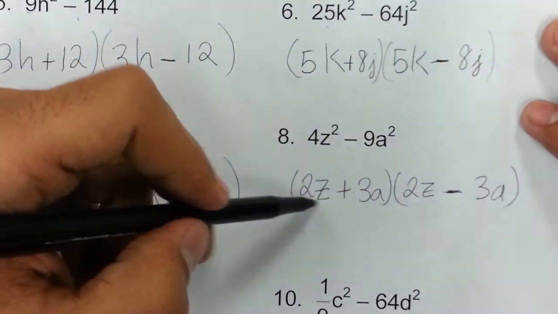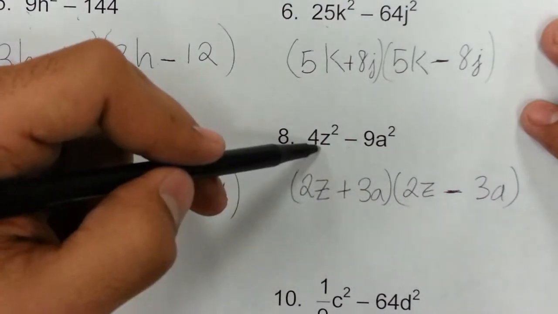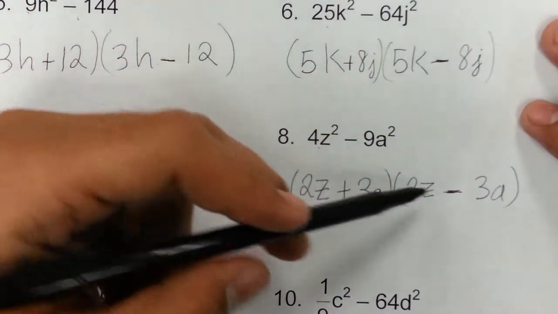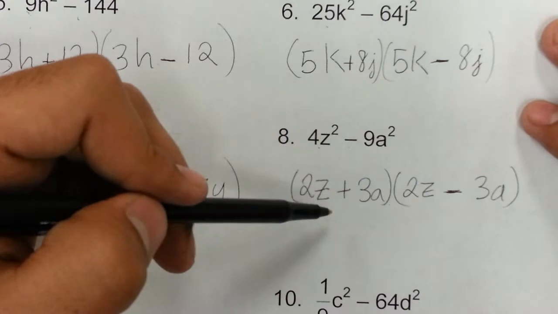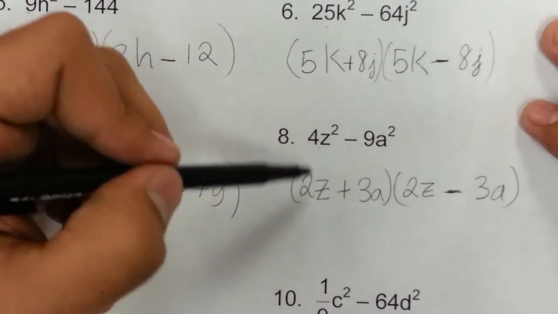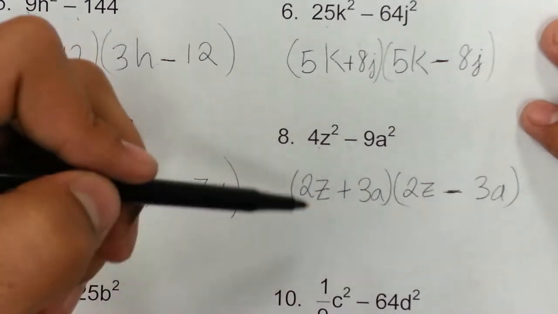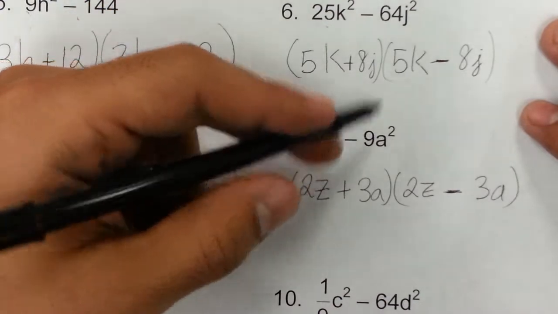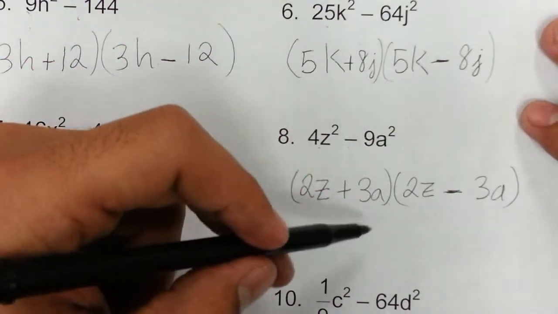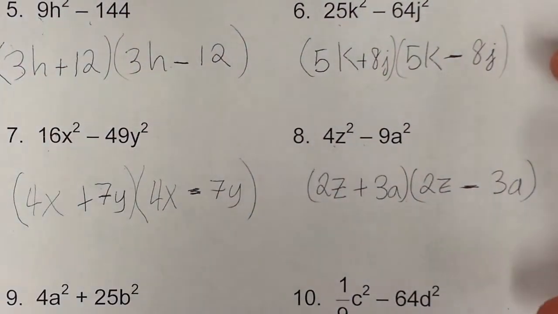So we can write 2z times 2z is 4z squared. Positive 3a times negative 3a makes the negative 9a squared. If you were to go ahead and distribute out your terms, you would see that we would get 4z squared minus 9a squared. They would form zero pairs. So this is our correct factorization.